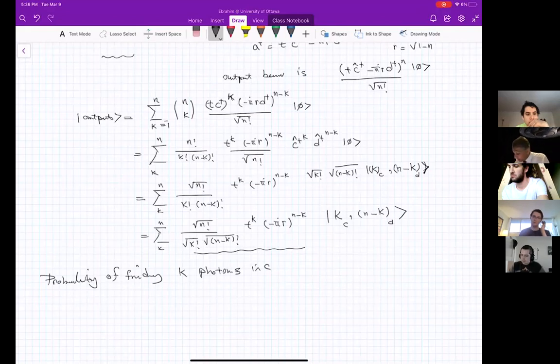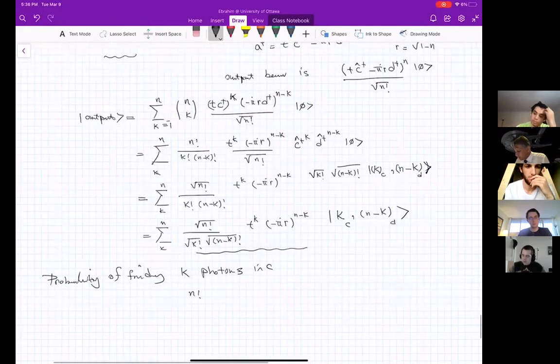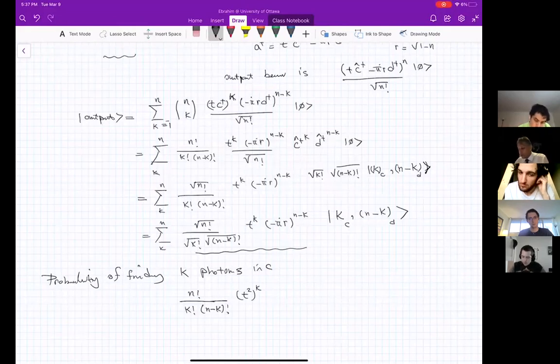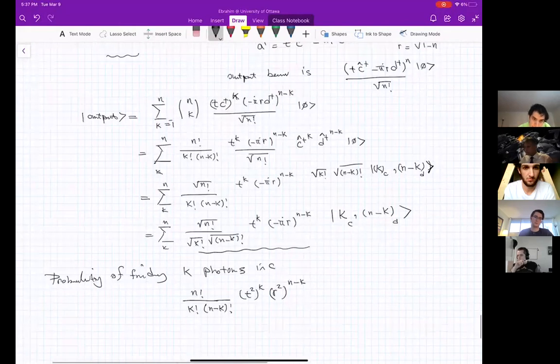And then what you will get, the probability of k photons going there is n factorial divided by k factorial, n minus k factorial, right? And then I have t power of 2 power of k, because I have to do the square modulus, and I know that k is real quantity. For minus i power of 2, that will be 1 essentially, and then the other one I'll get r power of 2 power of n minus k, and that is the probability of finding k photons in the port C.